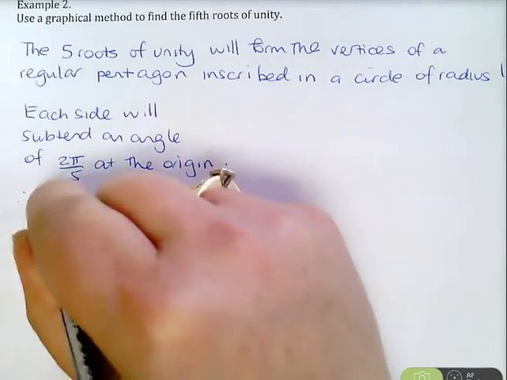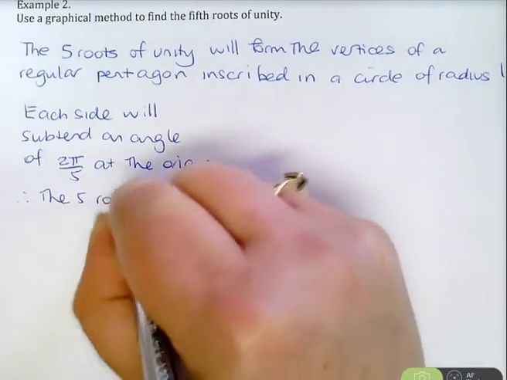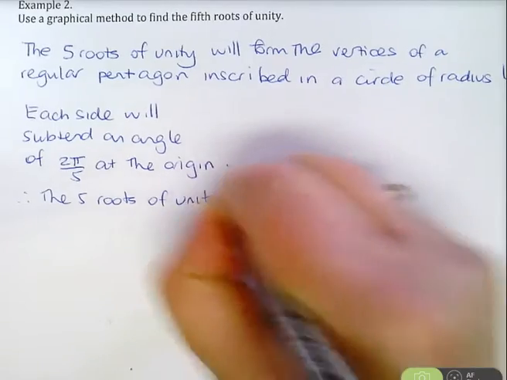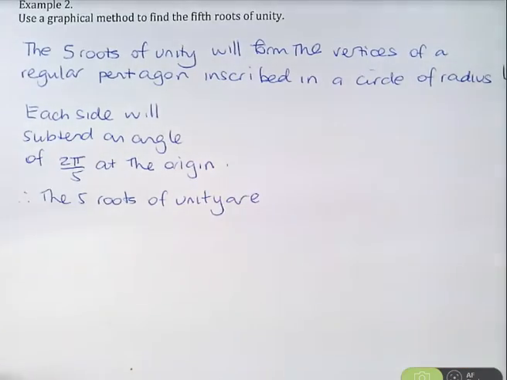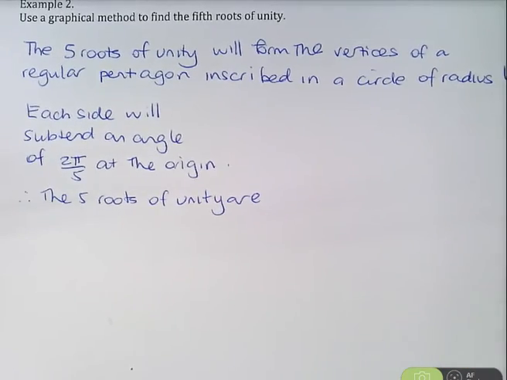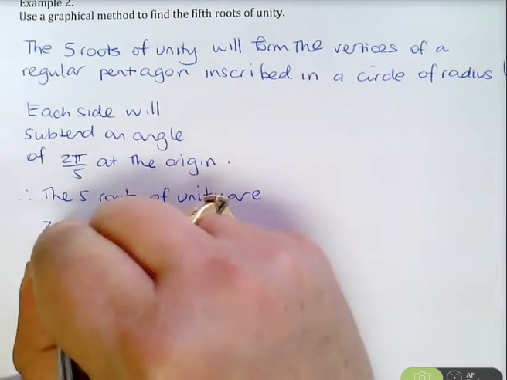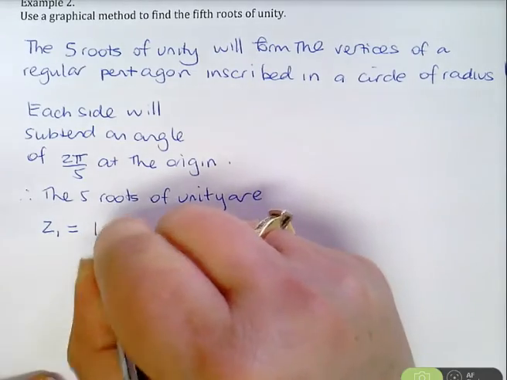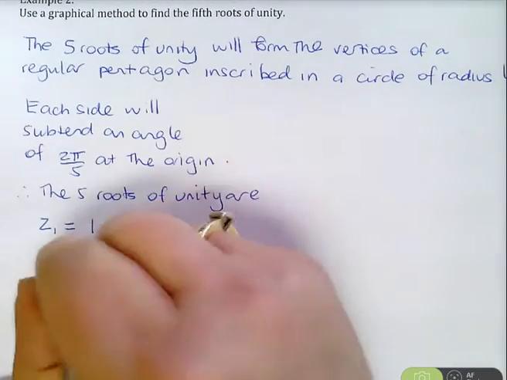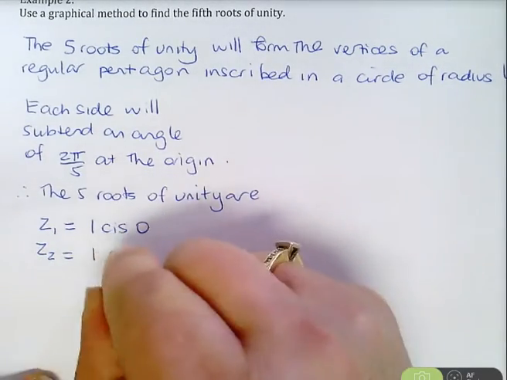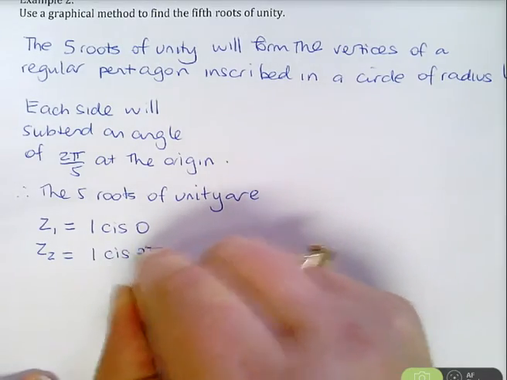So therefore the 5 roots of unity are, remember they're all going to have radius 1. Okay, so the 5 roots of unity are: Z1, my first root, will be 1 cis 0. Okay, Z2, the second root, will be 1 cis 2 pi on 5.